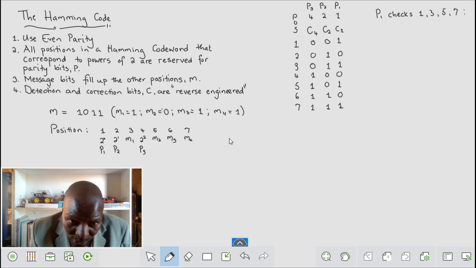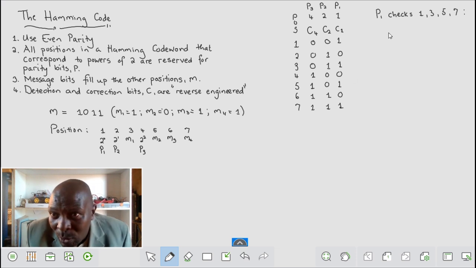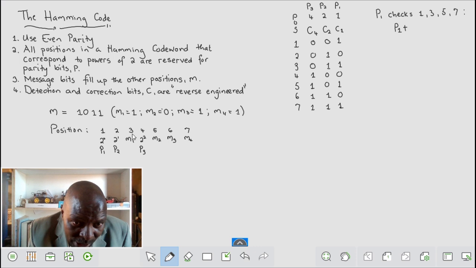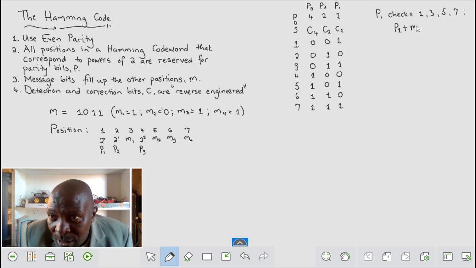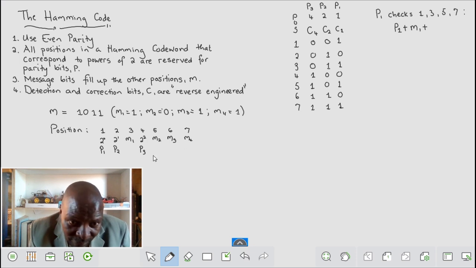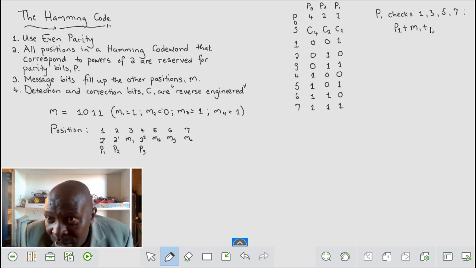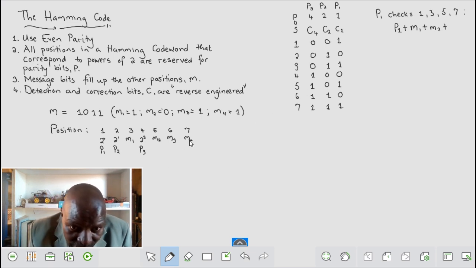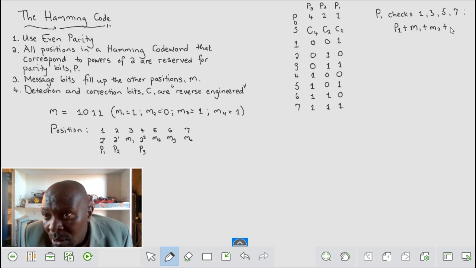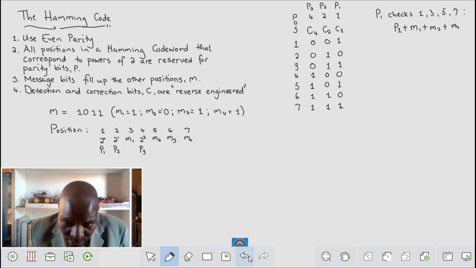Now, what do we mean? We have 1, which is P1 itself on the message. That will be P1. I want to have an even sum. We've got 3, which is the first bit of the message, M1. We've got 5. 5 is the second bit of the message. And we've got 7. 7 is M4. So all these here must give us an even sum.